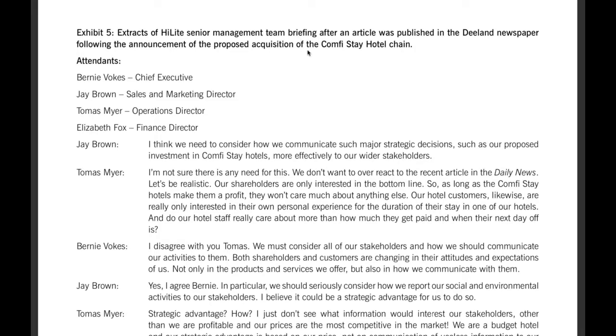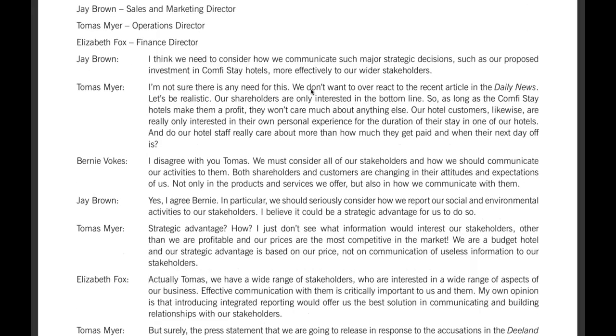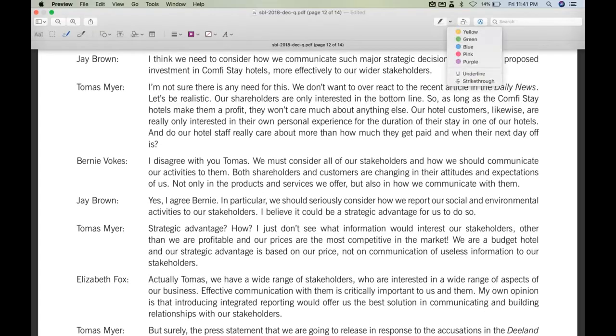Exhibit 5, this particular extract, is the senior management team briefing after the article was published. So they had a meeting. Basically, this is the conversation that they have. What they're trying to consider here is how to communicate.